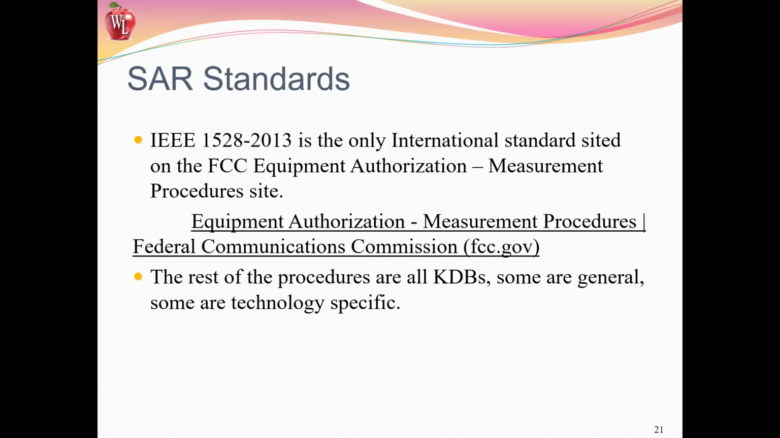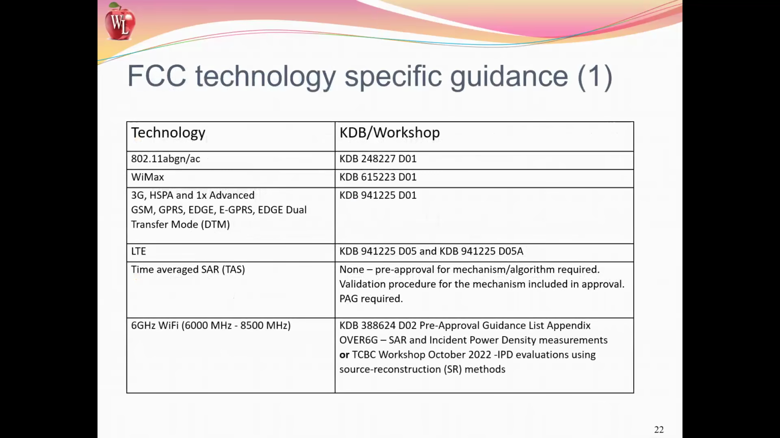And if you look at some of the technology specific guidance, you'll see that they talk about the technology. The 802.11 has a KDB. LTE has a KDB. If you're going to do time averaging SAR, it has a requirement for pre-approval guidance. And the 6 GHz Wi-Fi has a KDB or two. And also there is some information from the TCB workshop in October using source reconstruction methods, which is another way to show compliance.